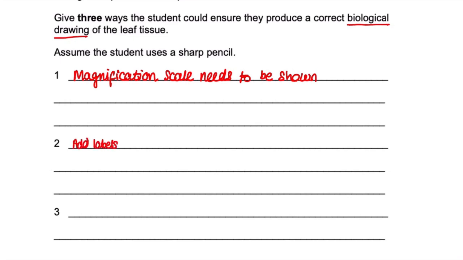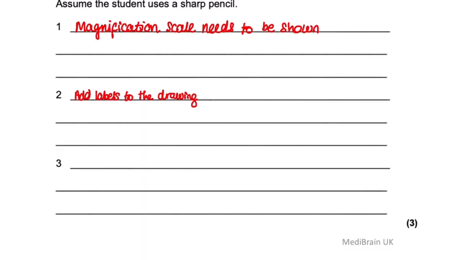labels to the drawing. Okay, and then thirdly, sorry, you basically have to say what you shouldn't do. When you're drawing a biological drawing, there should be no sketching. There should be no sketching or shading. Okay, so you need to make sure that there is no shading or sketching.